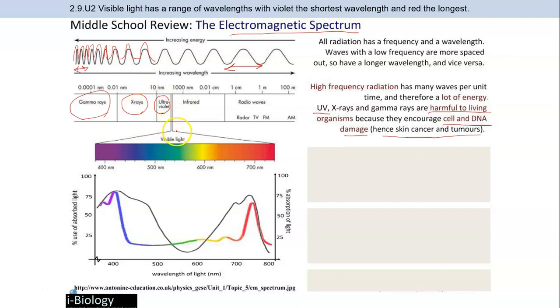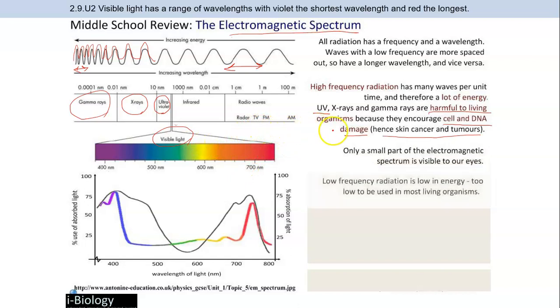The visible light is just in this area, which is between 400 nanometers and 700 nanometers. If you look at this range of the spectrum, you will see that this is a short part, which is considered visible light. So only a small part of the electromagnetic spectrum can be observed or seen by your eyes.